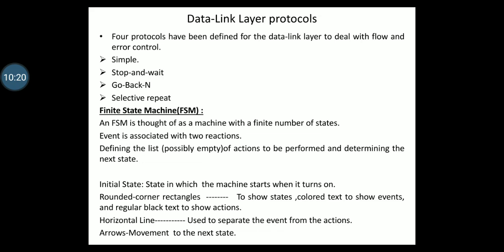Then there is an example that will show a machine using FSM; we'll see the diagram later. Rounded corner rectangles show states, colored text shows events, and regular black text shows actions. A horizontal line is used to separate the event from the action, and we replace the horizontal line with a slash. The arrow shows movement to the next state.